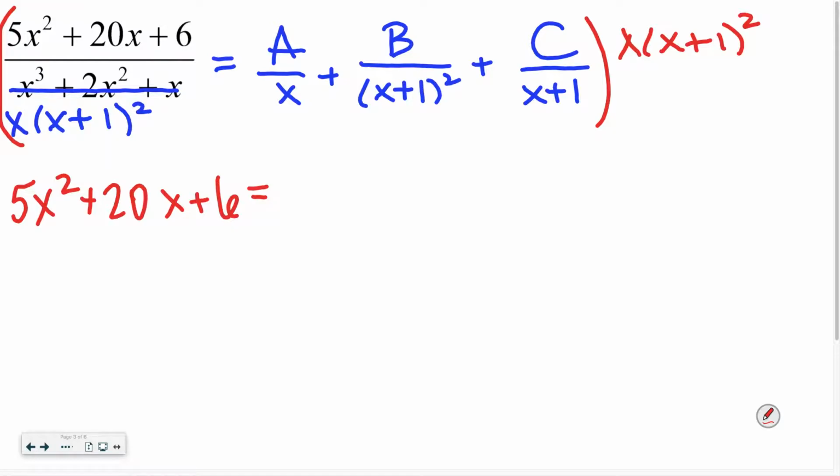What cancels out when we multiply it to this fraction? Only the x is going to cancel, and so A is going to be left to be multiplied to (x + 1) quantity squared. Here, when we multiply to the B fraction, both x plus 1's cancel, so we can write B times x.